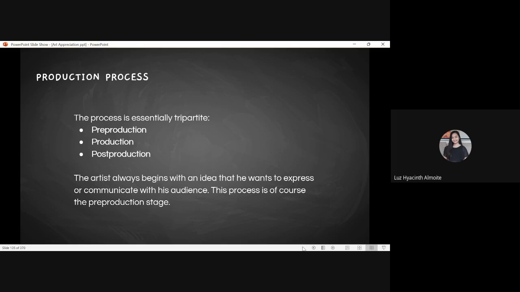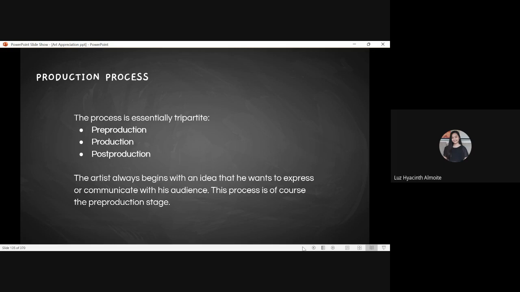The artist always begins with an idea that he wants to express or communicate with his audience. It may not necessarily be fully formulated, and so some form of exposure, research, and other approaches may be explored to get the idea long before actually making the artwork. So this process is of course the pre-production stage.